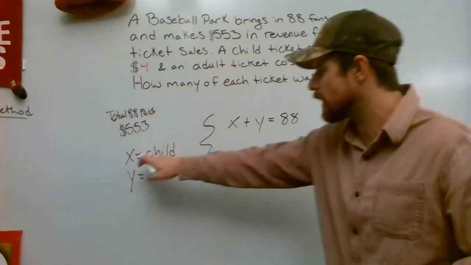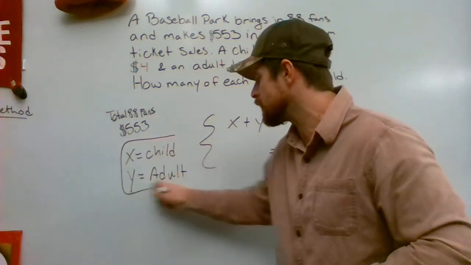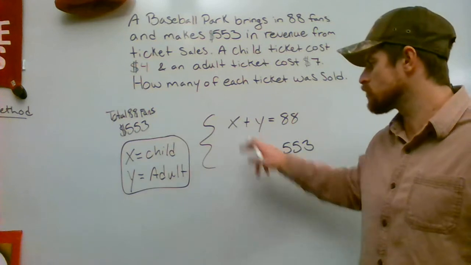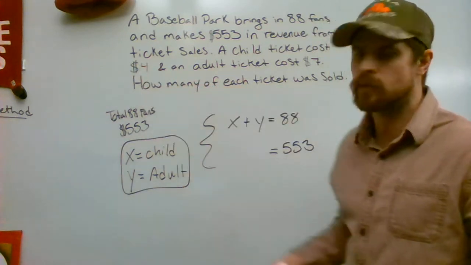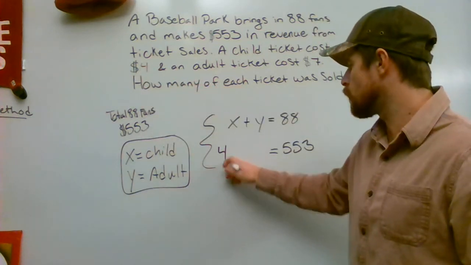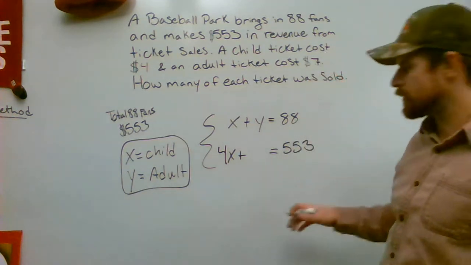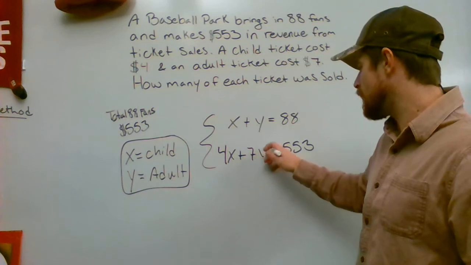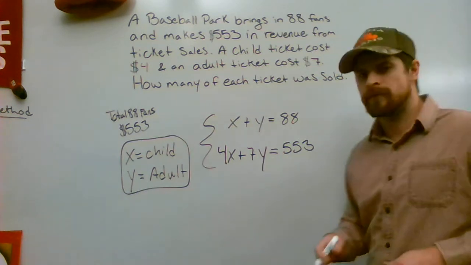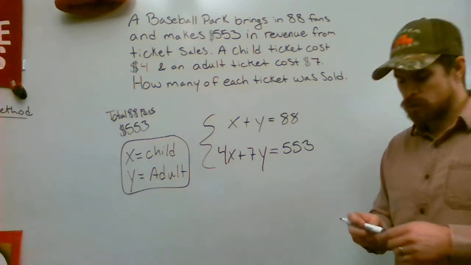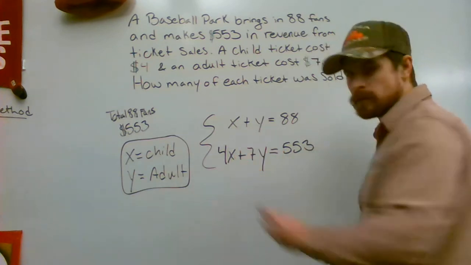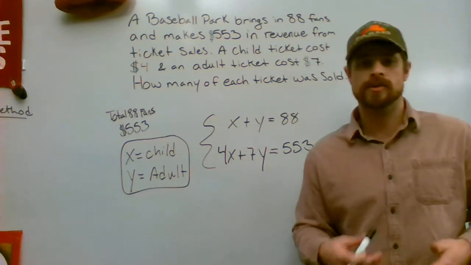Children tickets, remember x, and it's a good thing you have your key over here. x represents children, and we know children tickets cost $4. So we're going to say 4x plus $7 for adult tickets, 7y, equals a grand total of 553. We now have our two equations written out, and it is time to solve them.